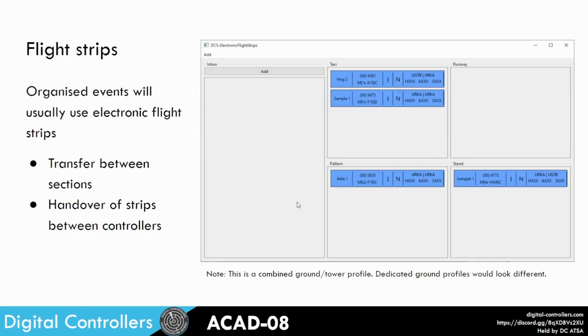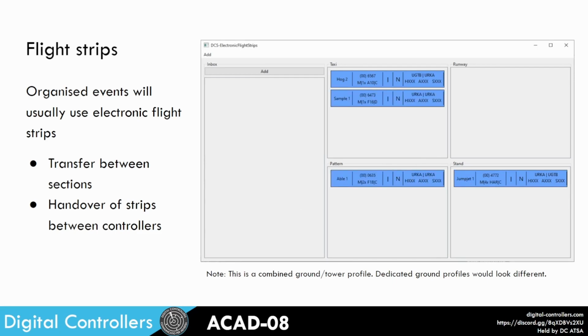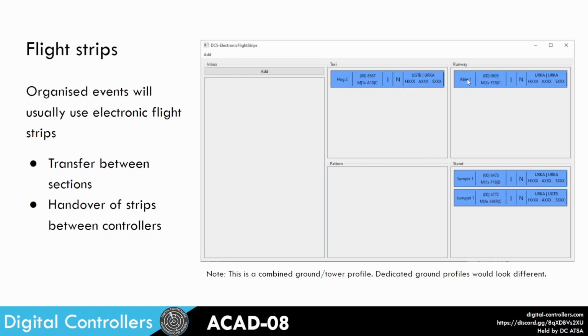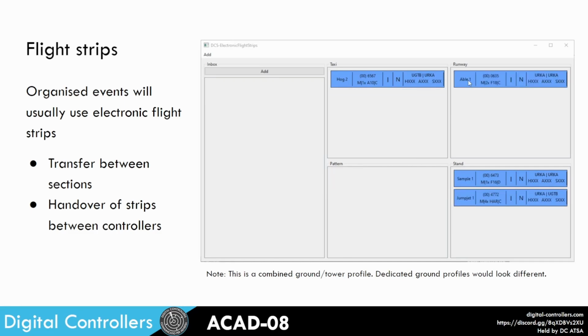If we are using flight strips to manage aircraft, we quite often use strips for larger events where it is less applicable for us to just remember everything. So we can move strips between different sections, as is shown in this wonderful GIF. And we can also send strips to other controllers and edit information. There will be a dedicated video on the use of this piece of software.